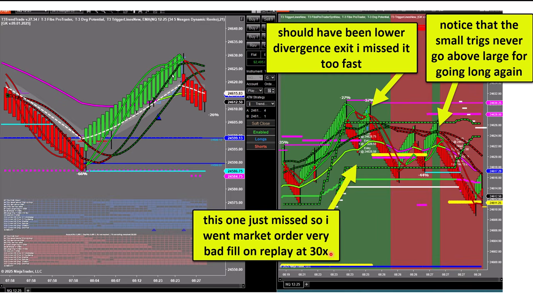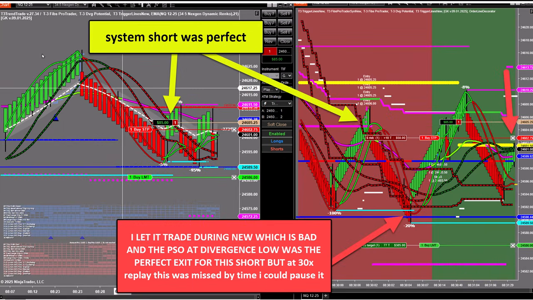Sometimes when you're doing replay, if you go too fast, you're going to miss something like this. And it's obvious when you look at it in hindsight, after you push pause. But you have to say, look, these are our rules. 2 lower divergences, you're going to get out, and then that's the end of a trade. So could have saved a whole heap load of money right there.